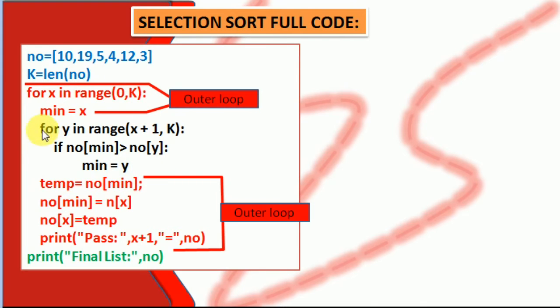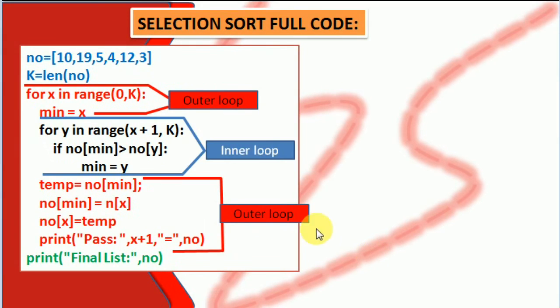And every time the inner loop is going to complete, before it moves back to the outer x again, at that same time these swapping lines are going to be executed, and then it moves back. I wrote pass, so it will display pass also: first pass, second pass, third pass, like this. This is the line, and this is the final list when all the things are completed. The final selection sort list is going to be printed.